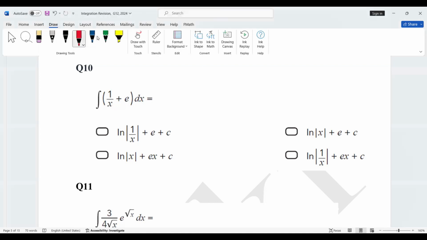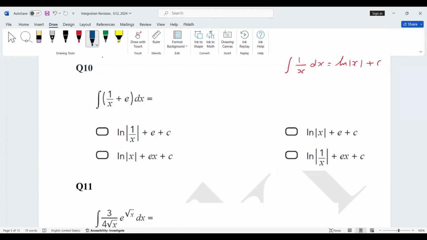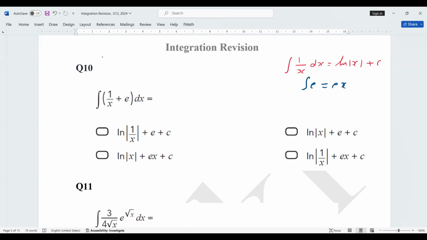Integration of 1 over x is a rule: integration of 1 over x dx equals ln absolute value of x. And e is a constant, a number, so integration of e is ex. Then integration of 1 over x is ln absolute value of x, plus integration of e is ex, plus constant. So the correct answer is C.